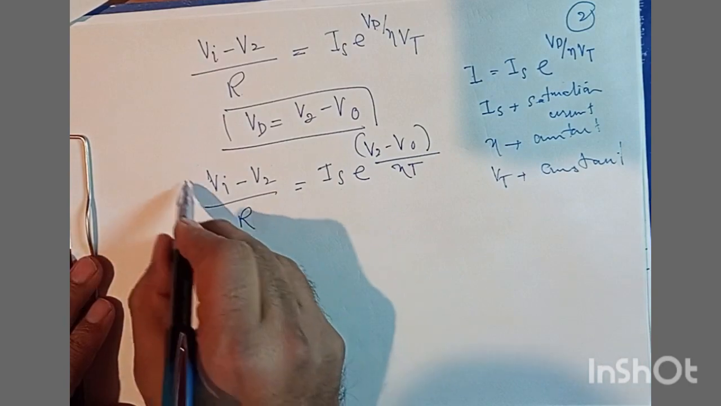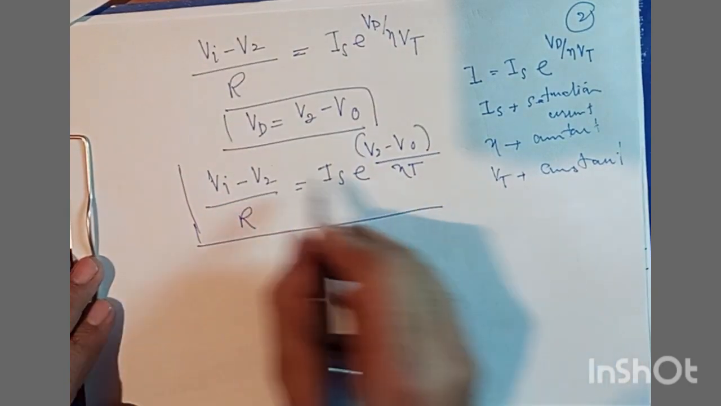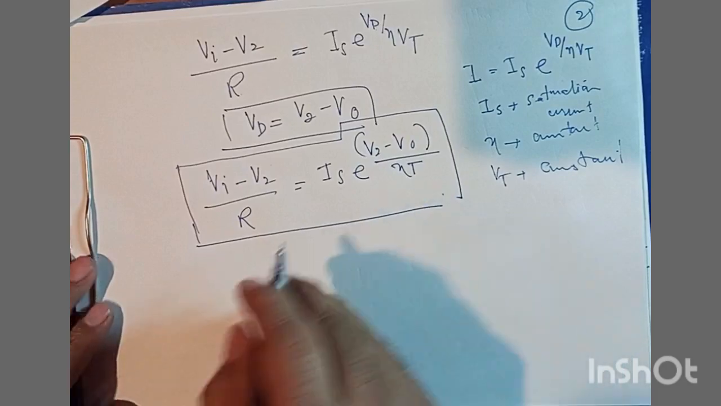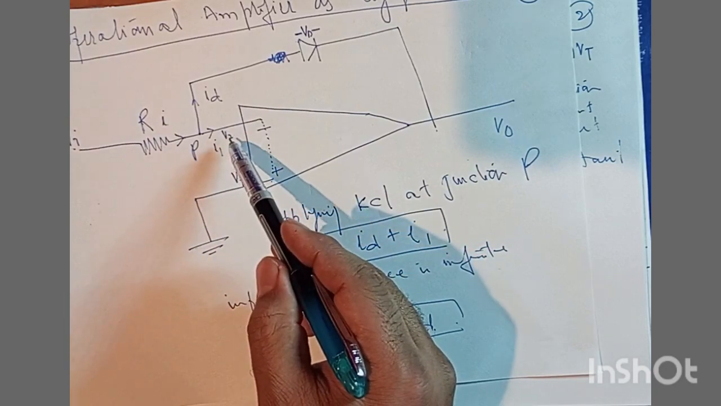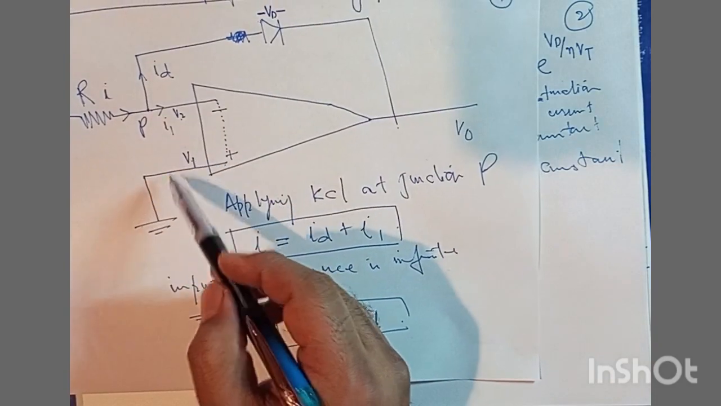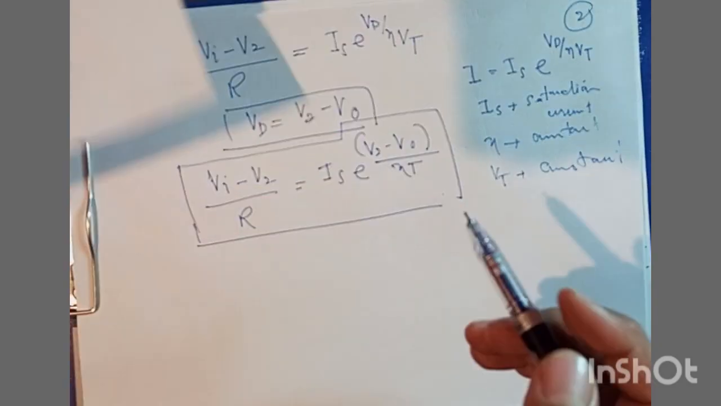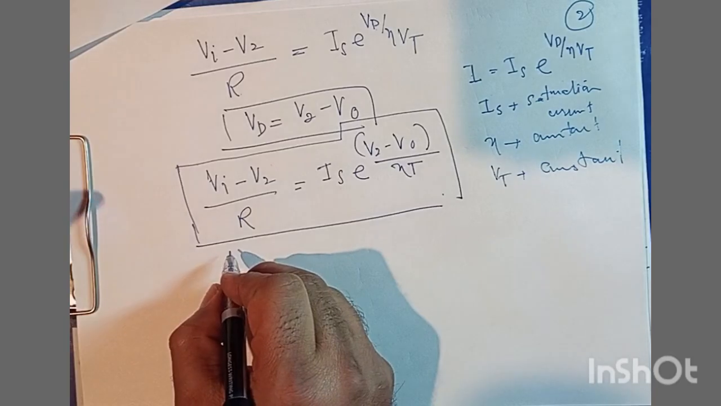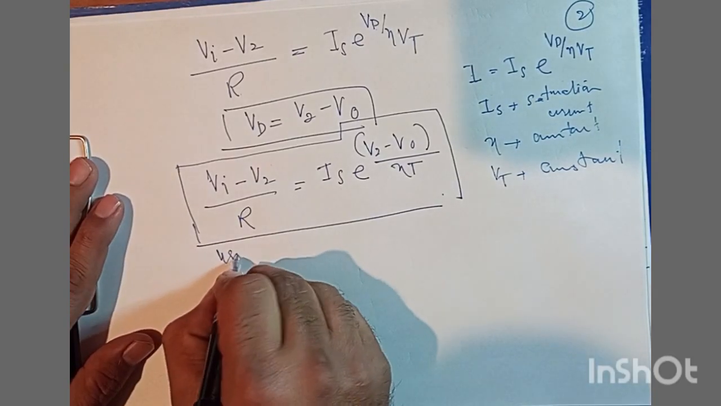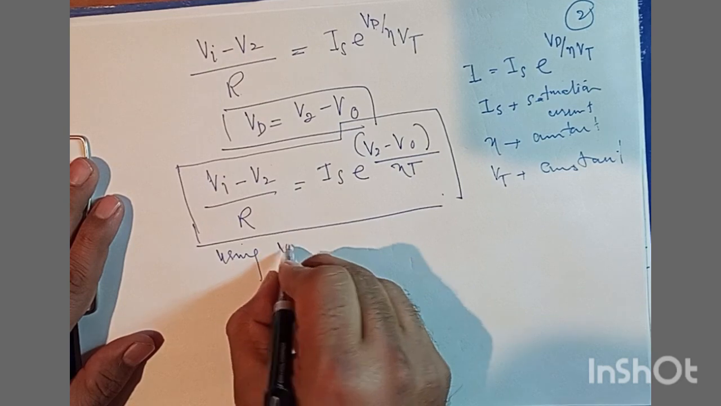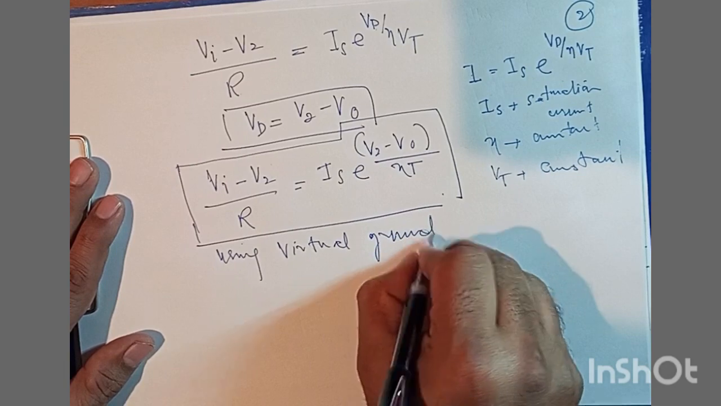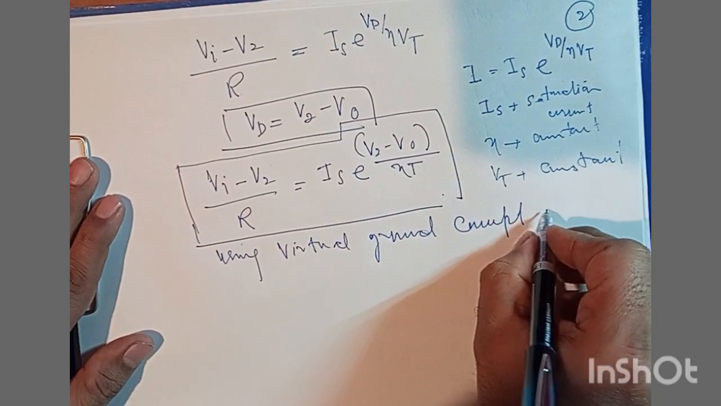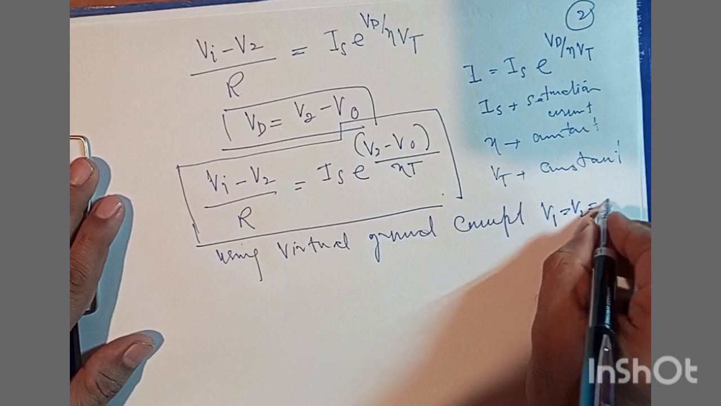So here in this equation, we would like to use the concept of virtual ground, and we can understand from previous videos that the potential at V1 is equal to the potential at V2, and since V1 is at zero potential, V2 is also equal to zero. So here we are using the virtual ground concept, and that gives us V1 equals V2 equals 0.